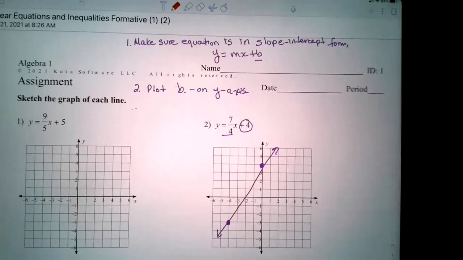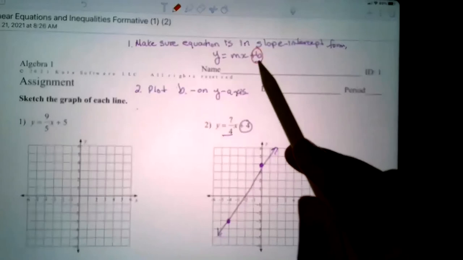Please make note of this. We are using the slope-intercept form. So, you definitely want to make sure y is isolated and you can identify your y-intercept. Your y-intercept is always this b. So when I was grading, the first thing I'm looking for is b plotted correctly, all right?